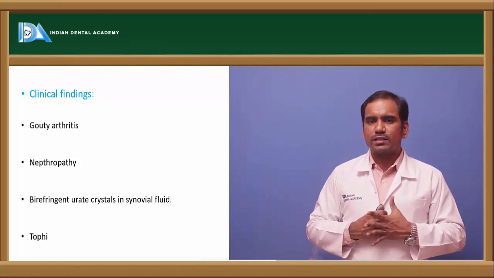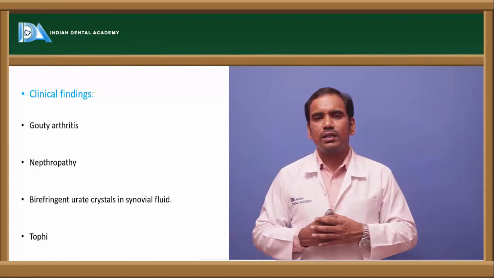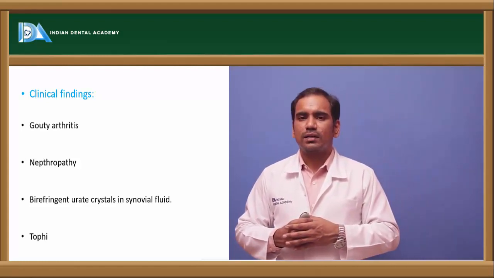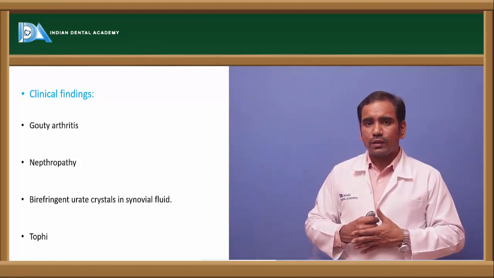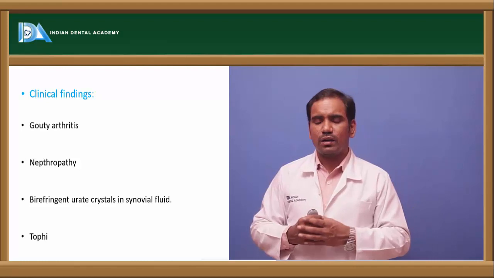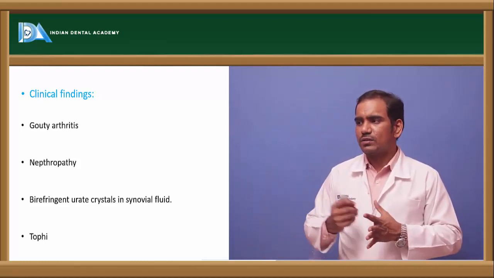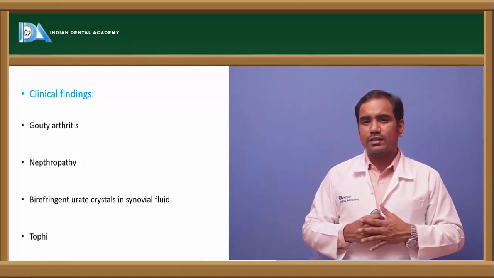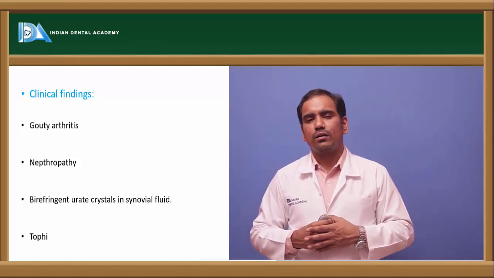Apart from that there is nephropathy. So uric acid gets deposited in the nephrons and affects them, and that condition we call nephropathy. And when you observe under a microscope, we can see uric acid crystals, those birefringent urate crystals, in the synovial fluid. That is one more important feature of gout.